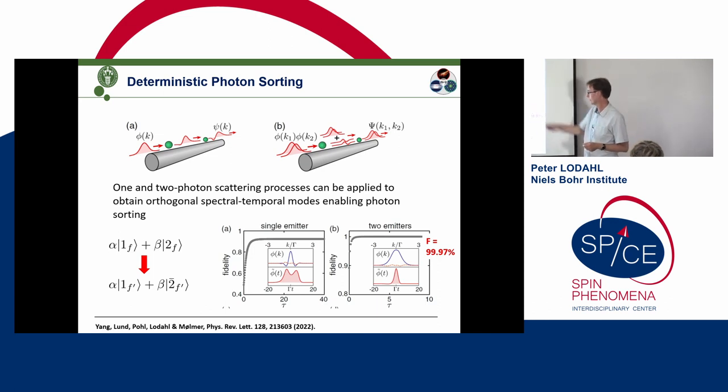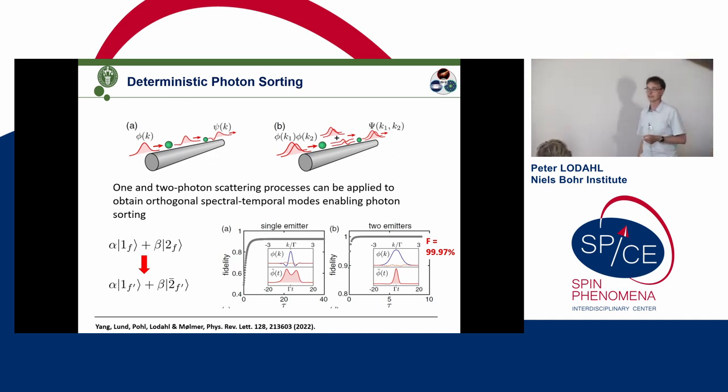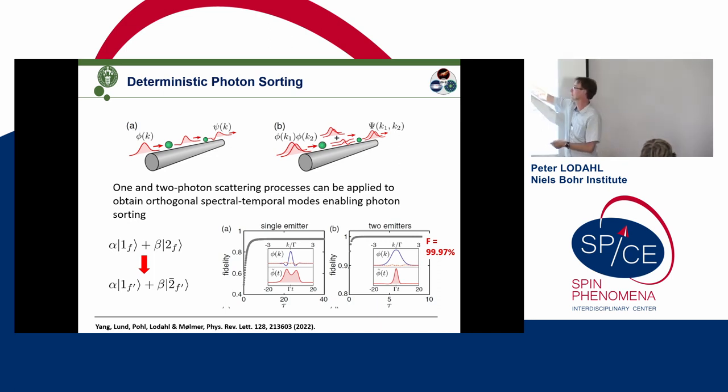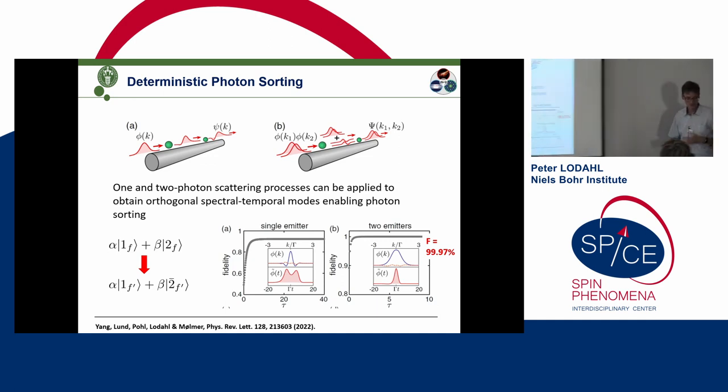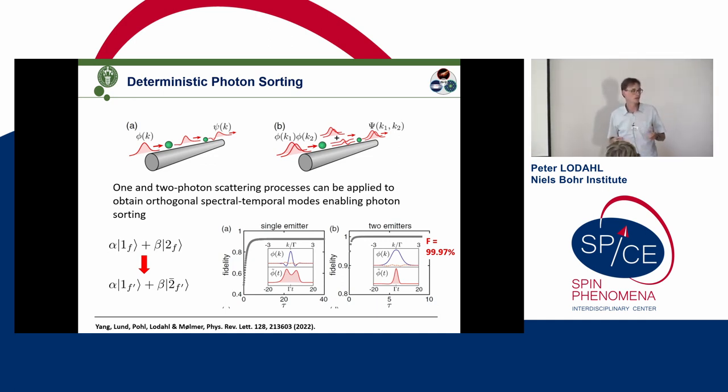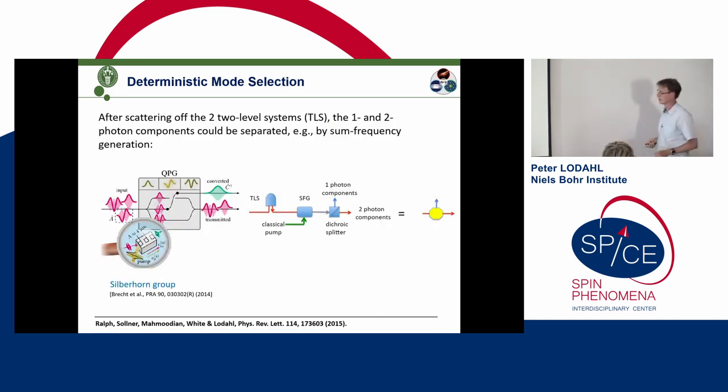And with a single emitter, I think you can get about 90+% fidelity. Even with two emitters, you can get remarkably close to perfect fidelity, 99.97%, which is a totally non-trivial thing. You're distorting these pulses at the first emitter, but you distort again at the second emitter in such a clever manner that you end up in almost perfect orthogonal spectral temporal modes. So if you have them in orthogonal spectral temporal modes, then you can do things like frequency conversion, for instance, to deterministically select the one and two photon components.